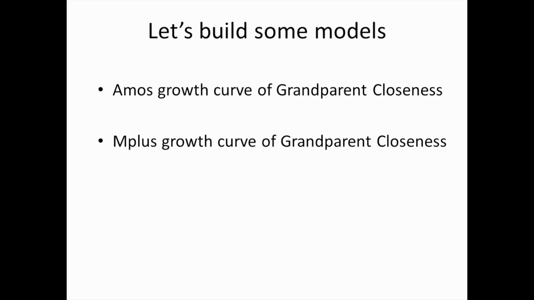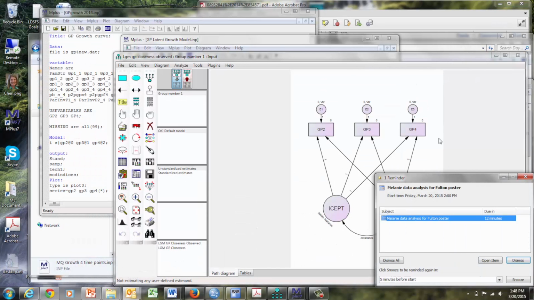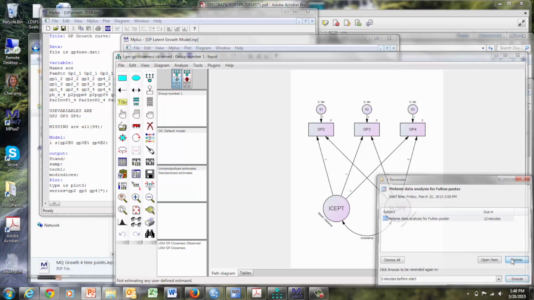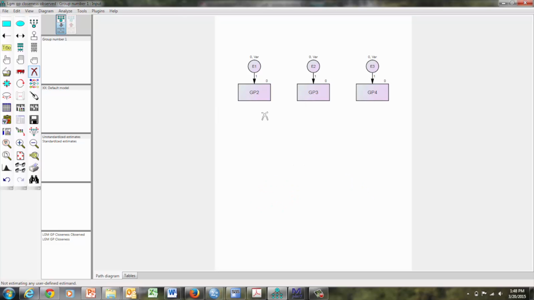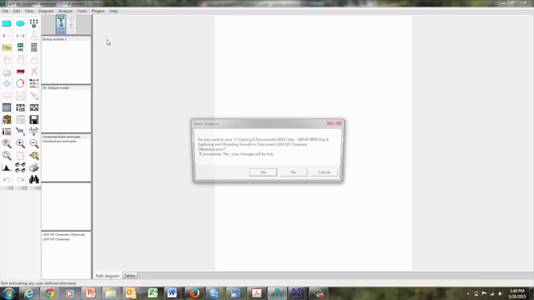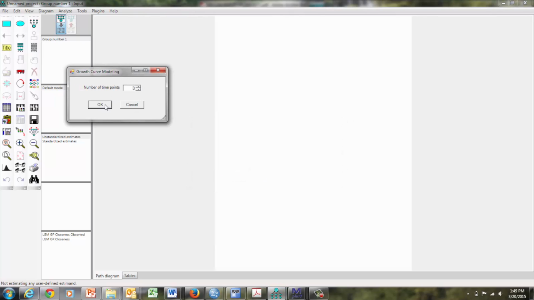Okay, so I'm going to come out of PowerPoint here and start in Amos with this. This is a growth curve that's been created using the plugin, and maybe I'll just go through and show you how to do this, since it shouldn't take very long. So we'll go to plugins and we'll say do a growth curve model. Yes, we will save this, and we want 3 time points. Okay, so it's going to give us this model.